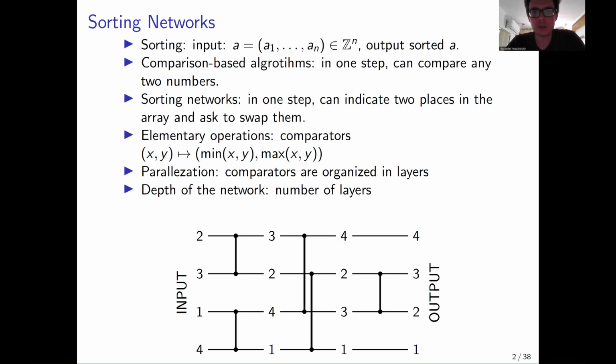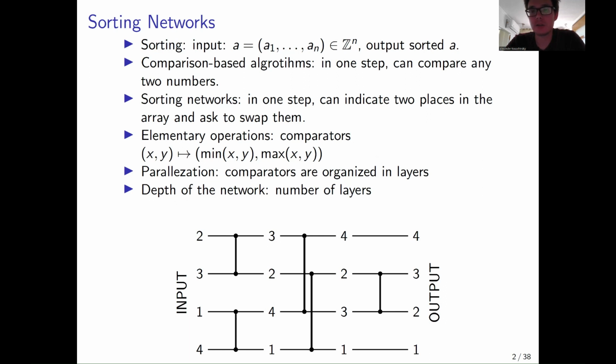Now, sorting networks are a very restricted subclass of the class of comparison-based algorithms. In a way, sorting networks are non-adaptive comparison-based algorithms in which you don't see the results of comparisons. But then the question is whether we can still do something in this model if you don't see the results of comparisons. Well, what's the model?